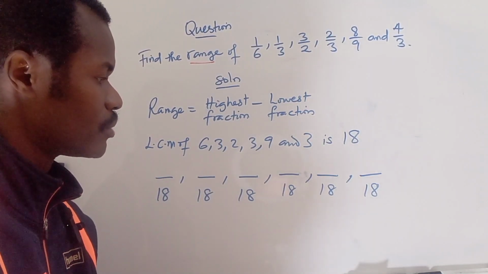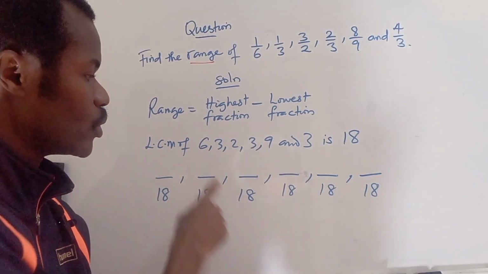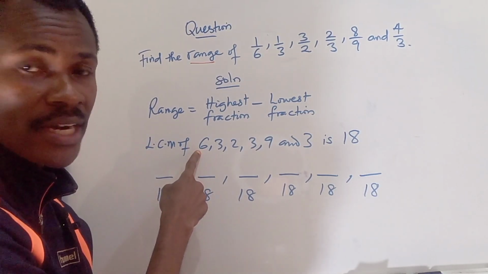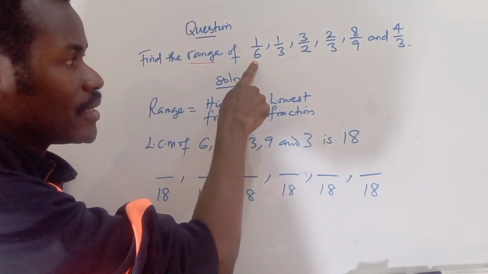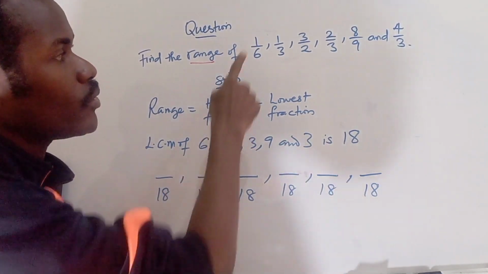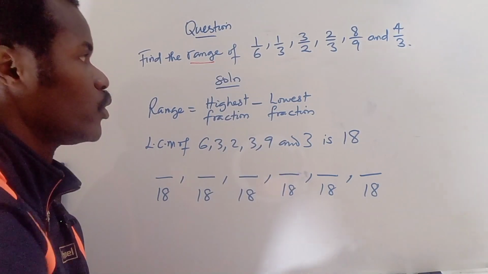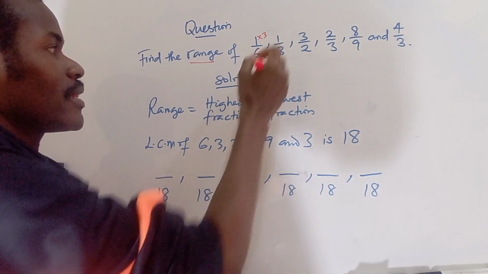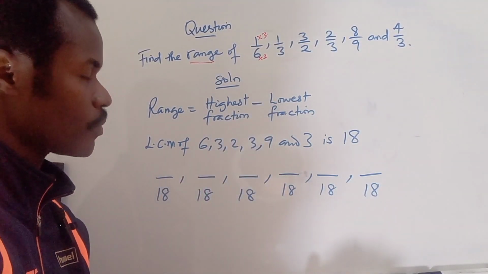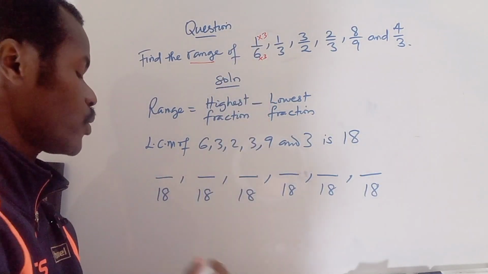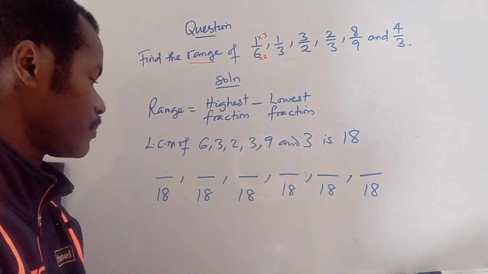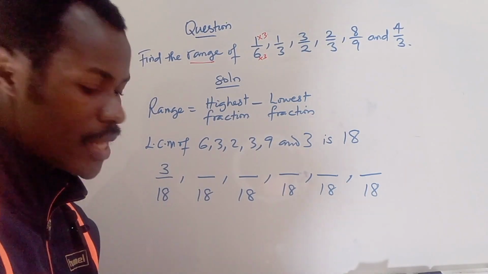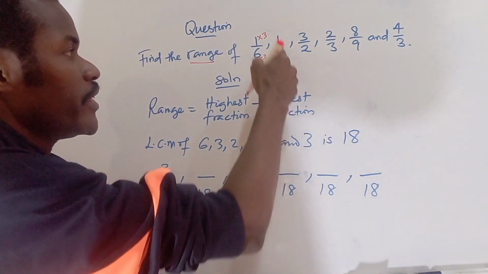Now that all the denominators are 18, what did we multiply 6 by to get 18? It was 3 times. Now, 3 times 6 is going to give us 18. So we are going to multiply the numerator by 3 as well. So if we multiply this, we are going to get 3 here.